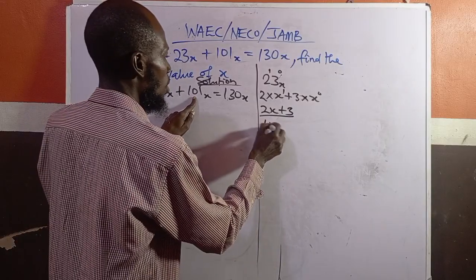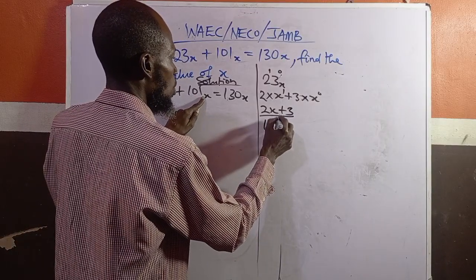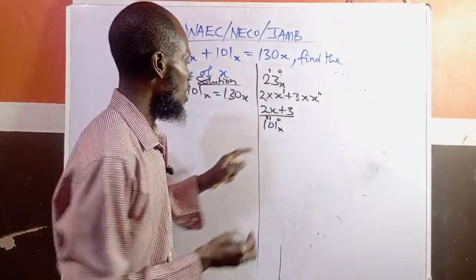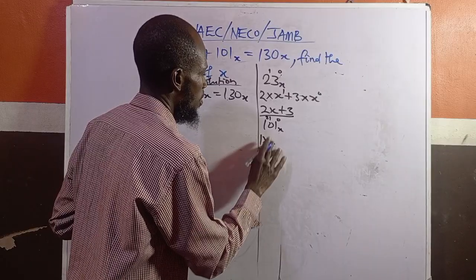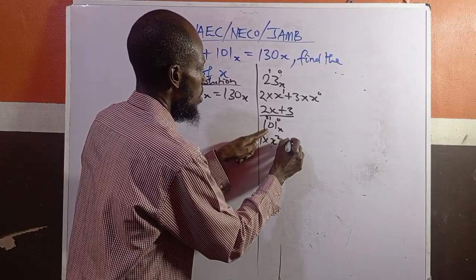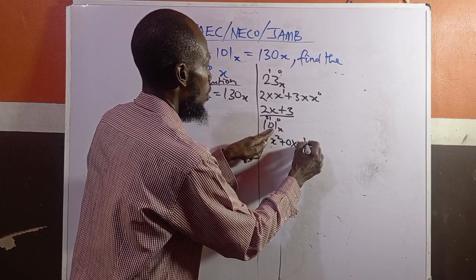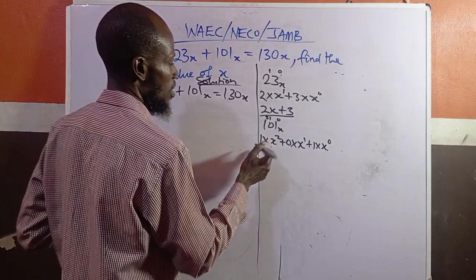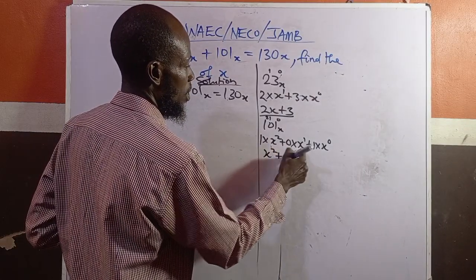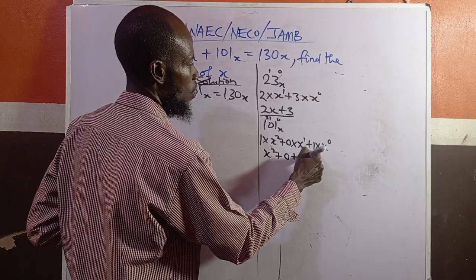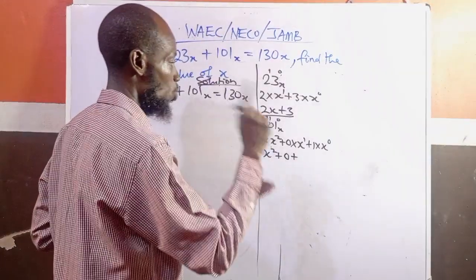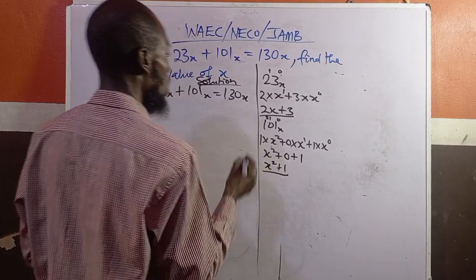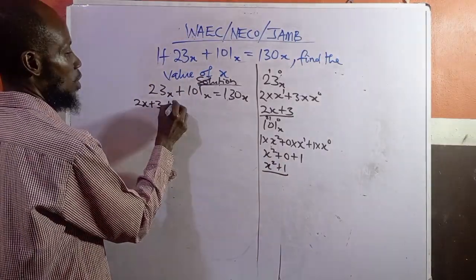For the second part, we have 101 to base x. So this we assign as we did earlier on. So 1 times x to the power of 2 plus 0 times x to the power of 1 plus 1 times x to the power of 0. So expanding this, we have x squared plus, so this will give us 0. Then 1 times x to the power of 0, that is 1. So 1 times 1 is 1. So there we are going to have x squared plus 1. So that's for this.